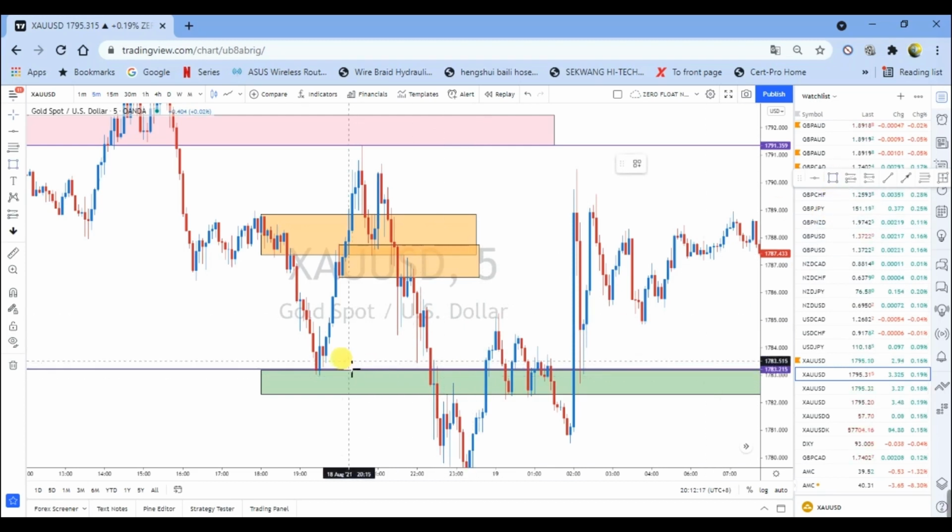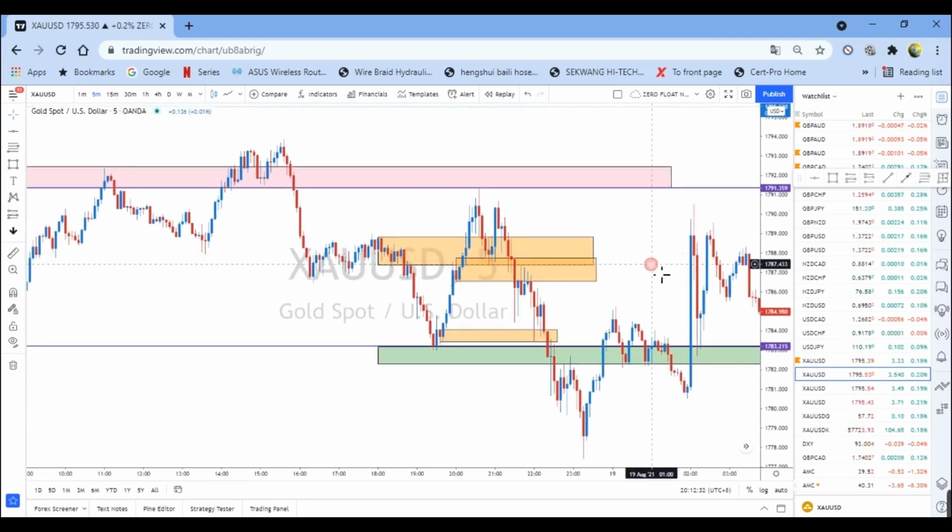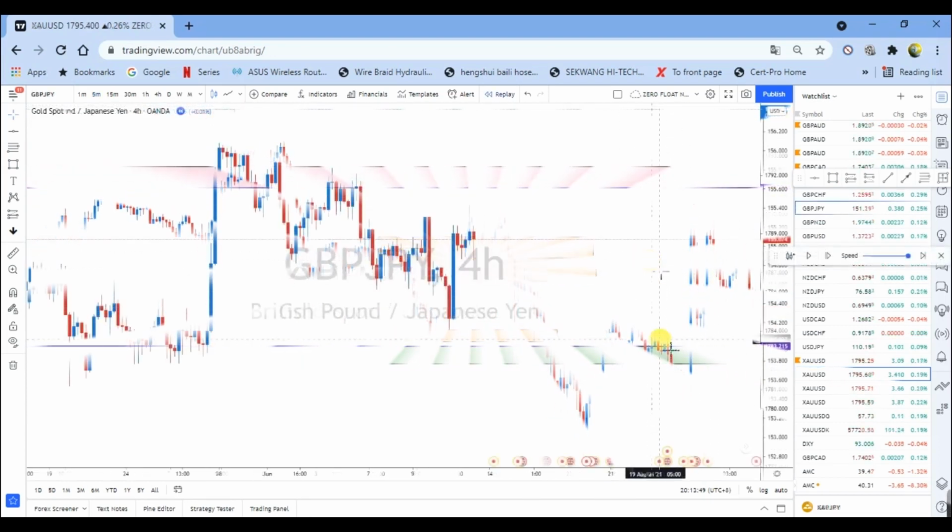Here is also another roadblock. See, there's another base here with the rally base rally. As we can see, price will react to all these roadblocks. Even here, price reacts to this roadblock, goes back up again, and then comes back down to take our take profit area. So this is one of the examples. Let's look at another example again.